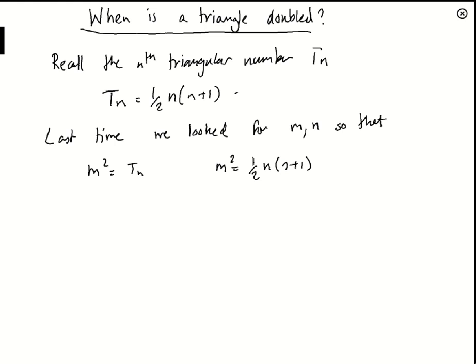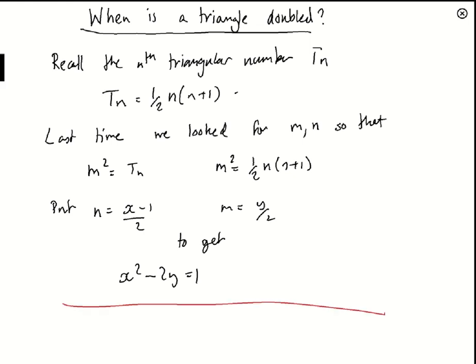and if you remember, we put n equal to x minus 1 over 2, and m is y over 2. Okay, that's where we were last time. That's going to be important later, so hopefully you can remember some of this from last time.